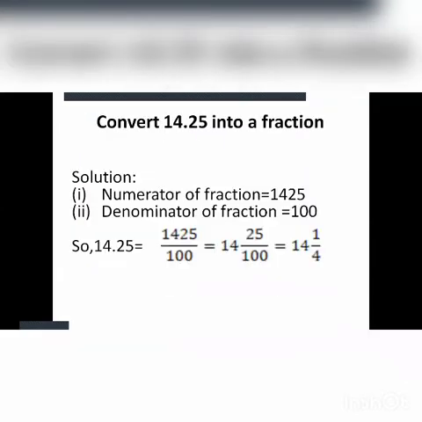Let's see the example how to convert 14.25 into a fraction. The numerator of the fraction is 1425 and the denominator of the fraction is 100. Because decimal places are 2, therefore we put 2 zeros after 1. So 14.25 will be equal to 1425 upon 100, equal to 14 whole 25 upon 100, equal to 14 whole 1 by 4.